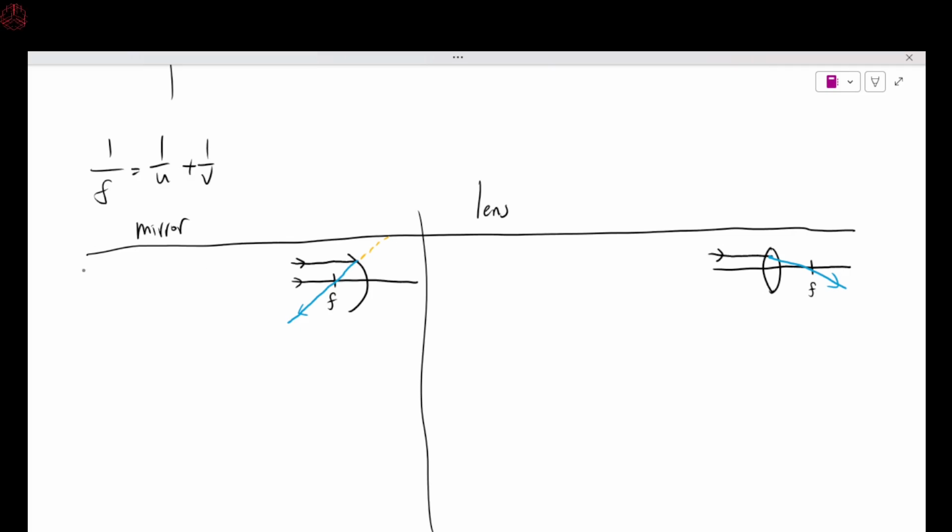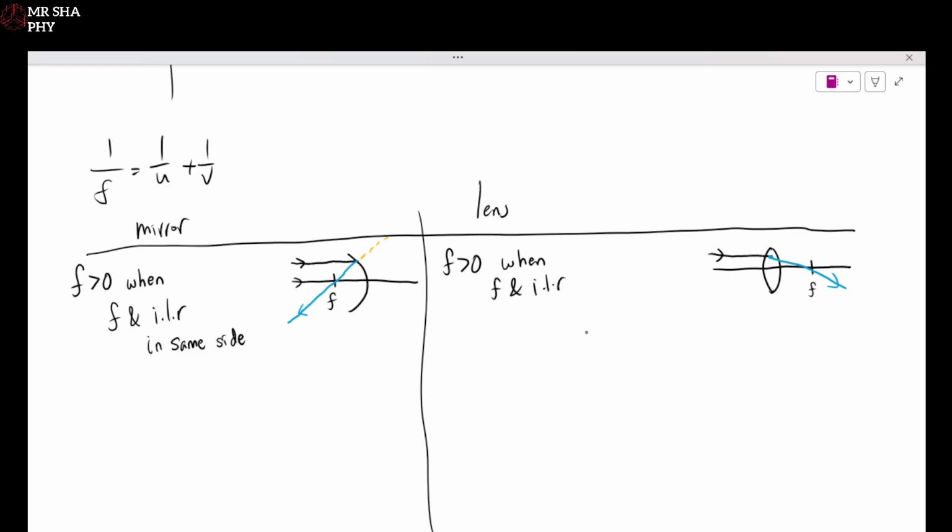In other words, my F is positive when the focal point and incoming light ray are on the same side. On the other hand, for a lens, I will have F positive when the focal point and the incoming light ray are on opposite sides.